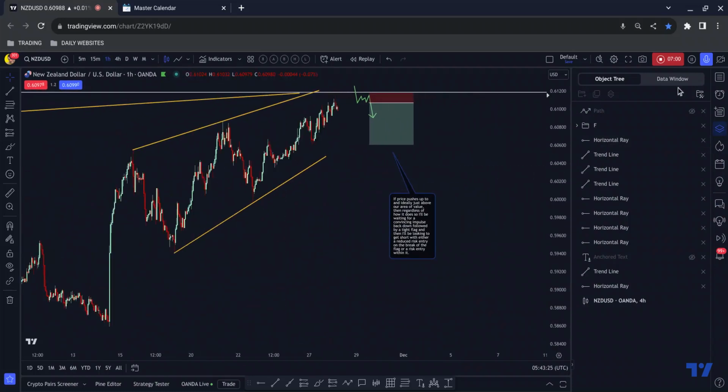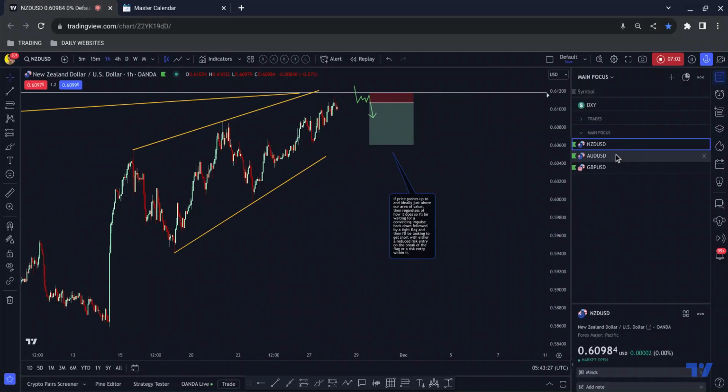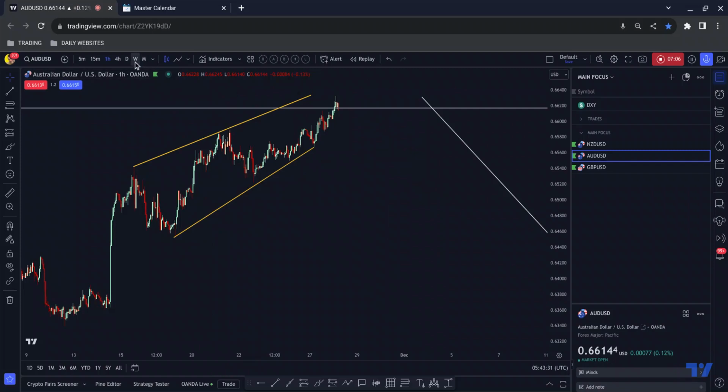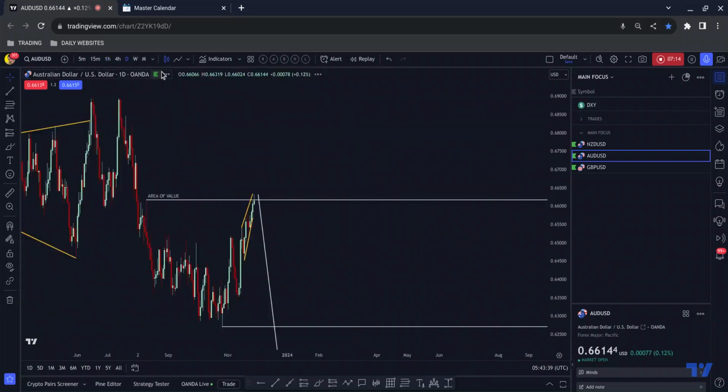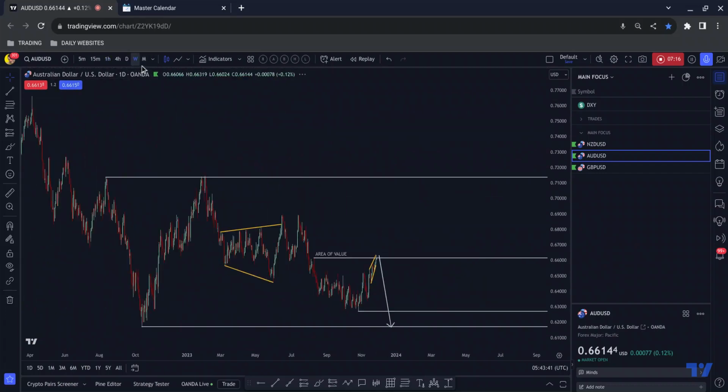Kiwi dollar. I'm going to move on because I'm limited for time on these videos. I'm going to leave the forecast on the chart. Aussie dollar is going to be a similar picture, but notice that there we go, price has tapped into the area of value and it's now pushing down. So let's just break this pair down for you now.